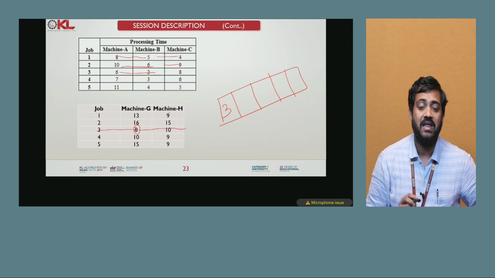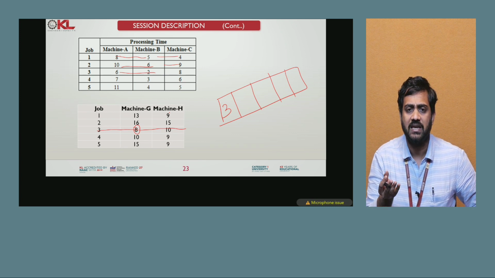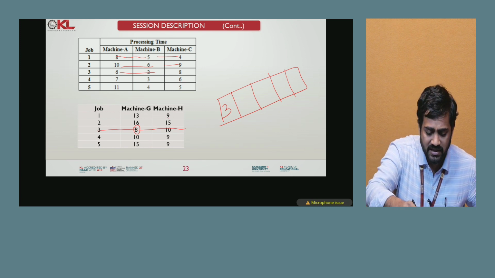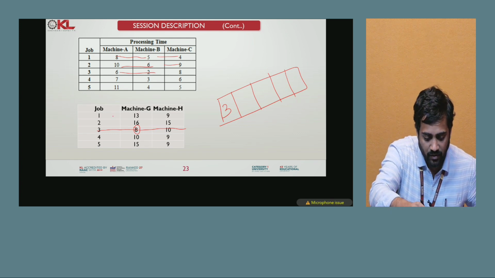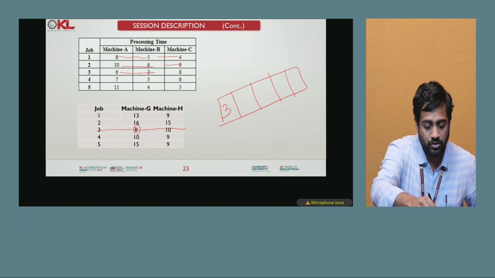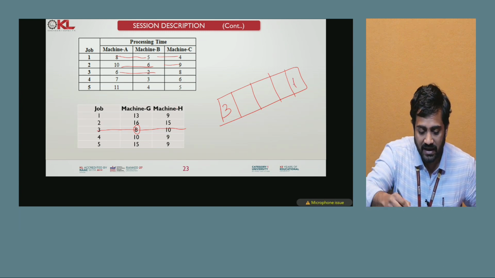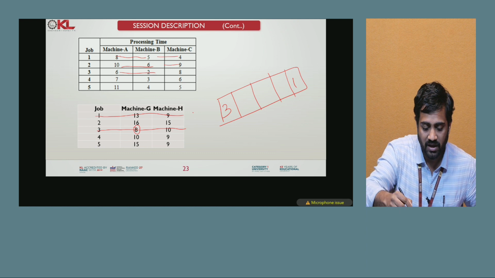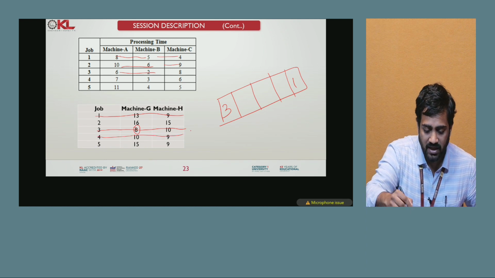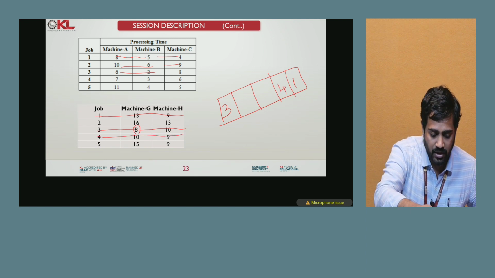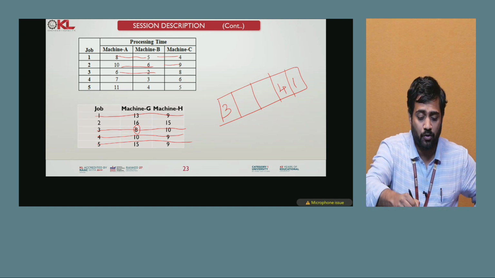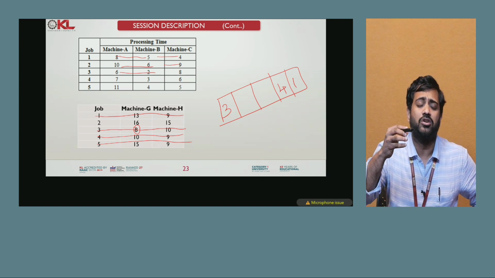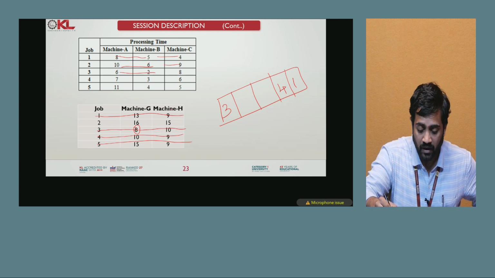Now out of the remaining processing times, the least is 9, which is repeated continuously. What is the machine? For the first job, the corresponding machine is H. So job 1 needs to be placed in the last since it belongs to H. Remove this. Next, job number 4, the same processing time, keep in the last. Job number 5. We are keeping these towards the right side since these processing times are least and belong to machine H.